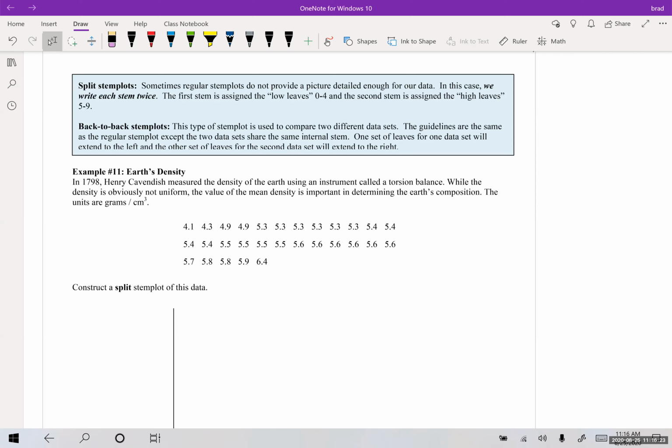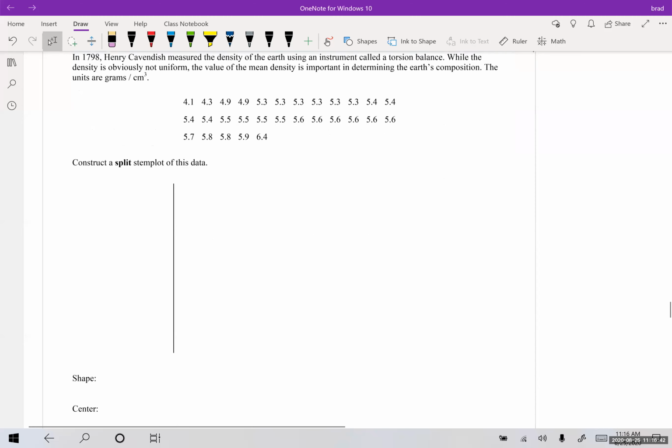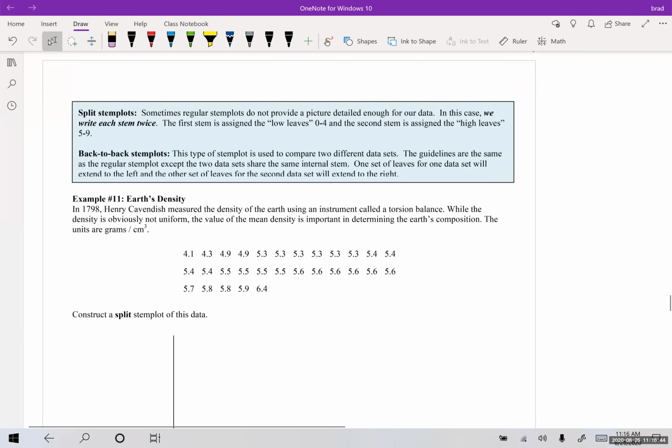So there's also back-to-back stem plots. This type of stem plot is used to compare two different data sets. The guidelines are the same as the regular stem plot, except the two data sets share the same internal stem. One set of leaves for one data set will extend to the left, and the other set of leaves for the second data set will extend to the right. For this one, we're just going to do the split stem plot.